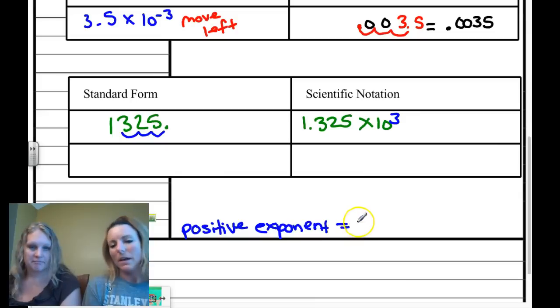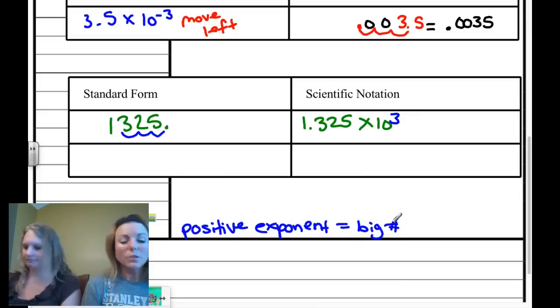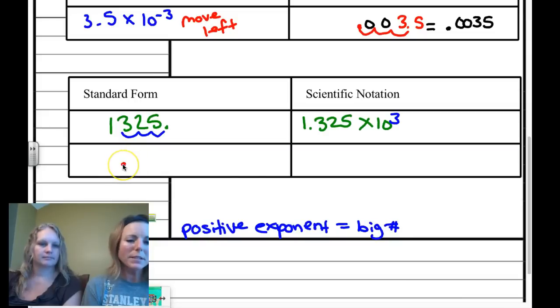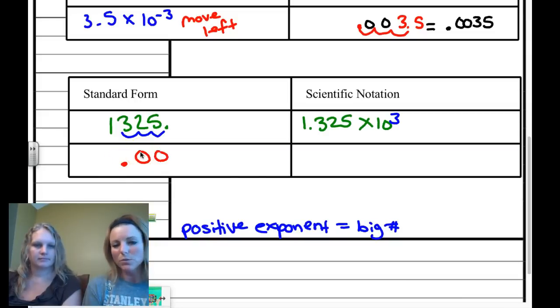The number is big. So we got a big number. Okay, so now let's try 0.00046, so 3 zeros, then 46.